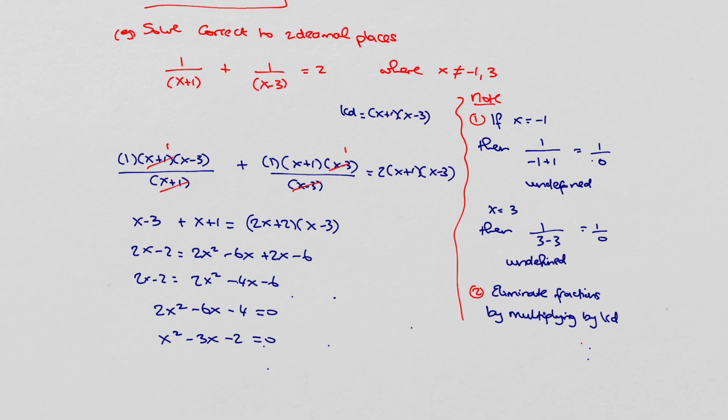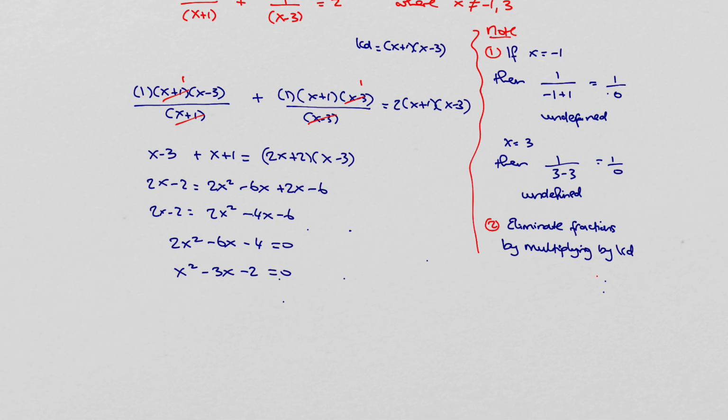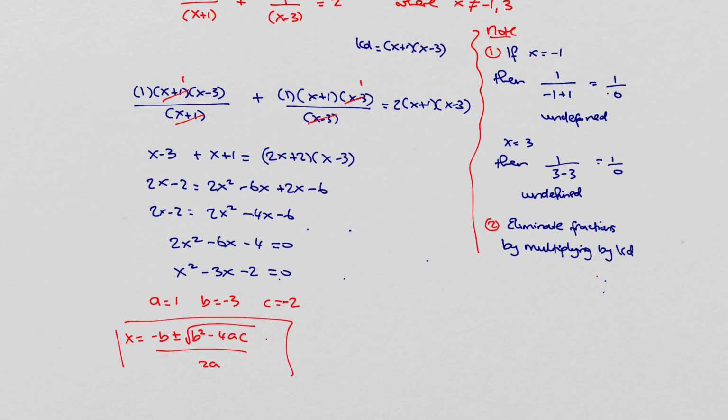Now the hint was also that it says correct to 2 decimal places. That instantly implies that we're going to be using the quadratic formula. So you don't even need to waste time trying to see what are your factors of 2 that add to give you minus 3. So if I sub into my formula, x equals minus b plus or minus the square root of b squared minus 4ac all over 2a.